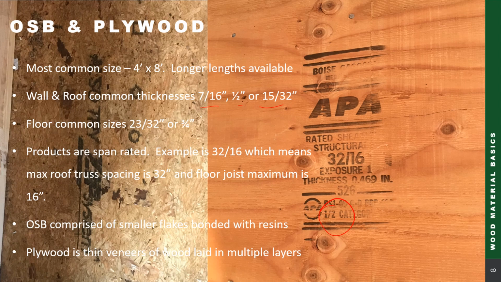An example is 32/16, and you can see here it says 32/16. So what does that mean? That means that the maximum span that this product can have between joists or trusses or whatever it is, is 32 inches for a roof and 16 inches for a floor, with the mindset being that we don't need as stiff of a roof system, so we're allowed to have a little wider spacing, whereas with the floors we want it to be a little closer together.